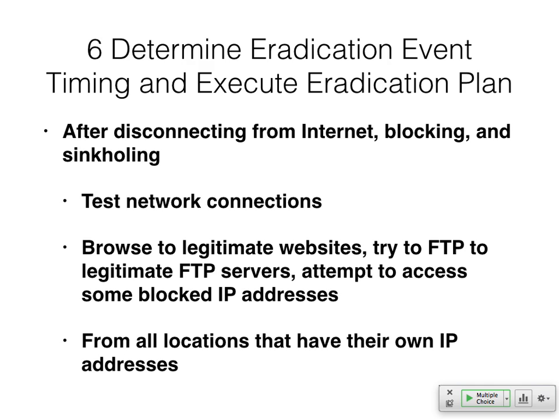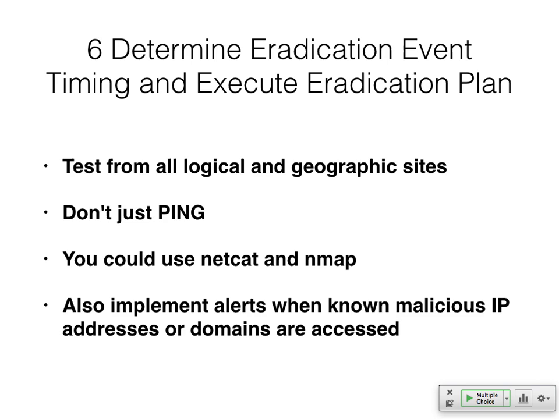The way to do it is go to each network segment and browse the legitimate websites, try to FTP, attempt to access the addresses, from all locations that have their own IP addresses, because those are ones that could be remotely controlled. Don't test from all your segments, your logical segments, your geographic segments. You can't just ping and decide because a ping fails it's not connected. You got to use something smarter like Netcat or Nmap that will really try various ports to make sure that you block what matters. And you should also add alerts so that if any traffic does go to those forbidden addresses, you'll be informed about it.